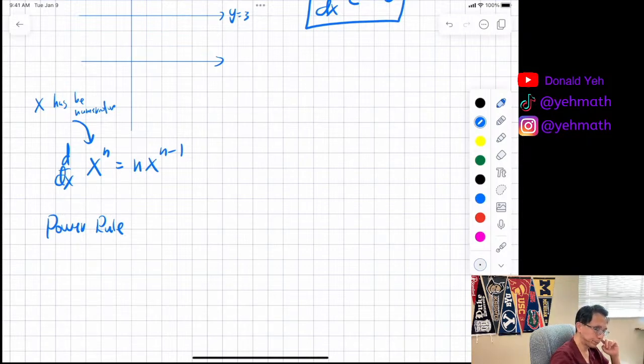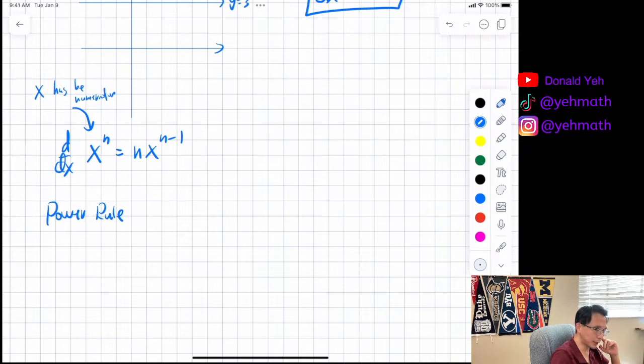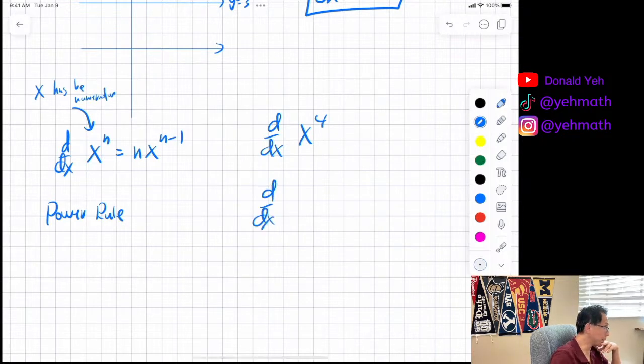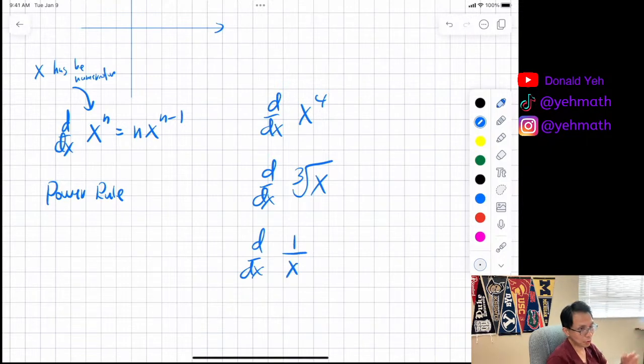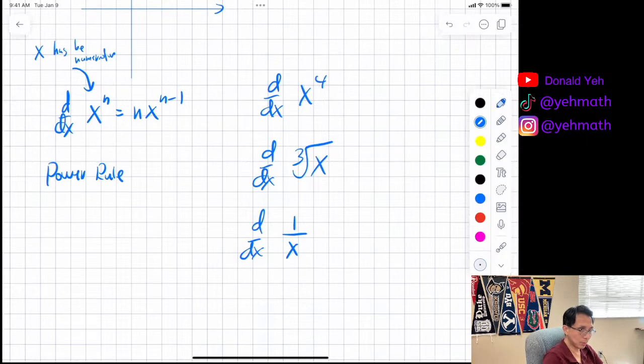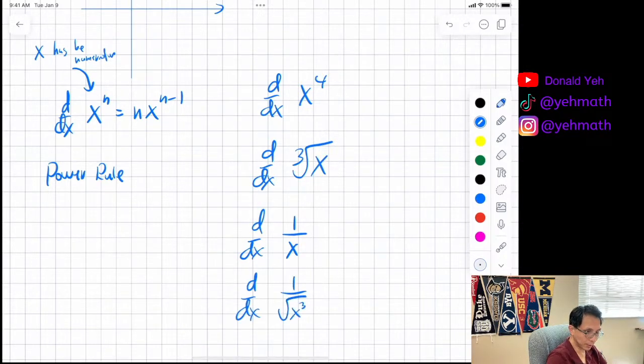So that's what we're going to get to next. For example, we're going to take a derivative of x to the 4th. That should be pretty easy. We're going to take a derivative of cube root of x. That should be pretty easy as well. And we are taking a derivative of 1 over x. And that should be pretty easy as well. Lastly, I'm going to take a derivative of 1 over square root x to the 3rd.